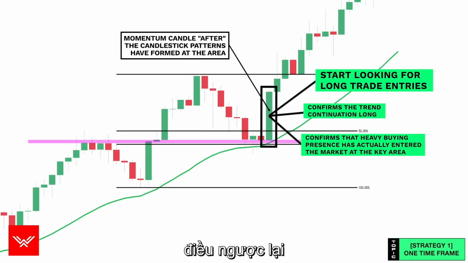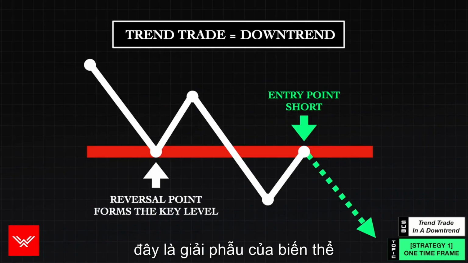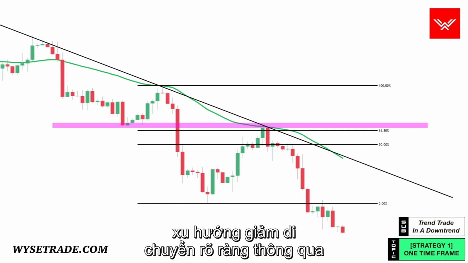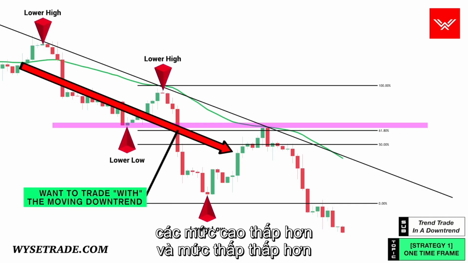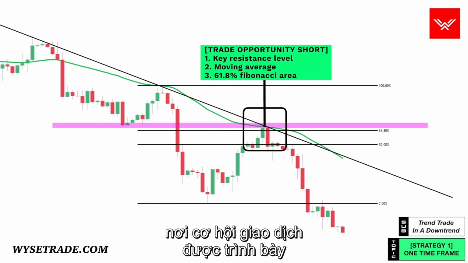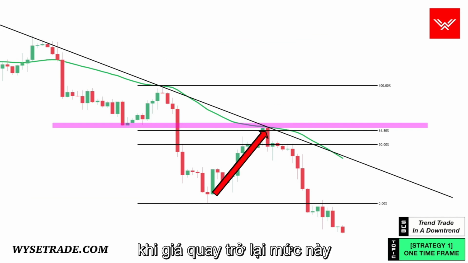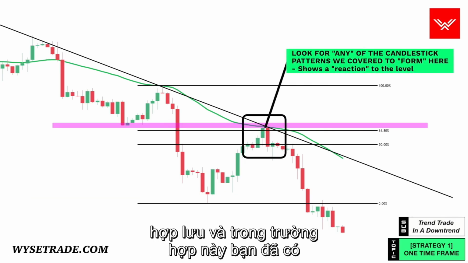So going in the opposite direction, a trend trade in a downtrend. Here is the anatomy of the variation. Now on the charts, clear moving downtrend through the lower highs and lower lows. This here is your area of confluence and where the trade opportunity presented itself. As price came back up to this level, you were looking for any of the candlestick patterns to form at the area of confluence.